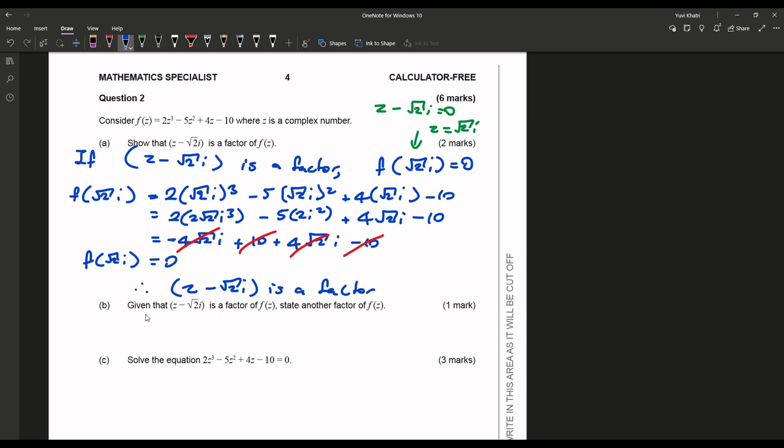Part B says that given z minus root 2i is a factor, state another factor. So to get the other factor, you just get the conjugate of this. So that means that z plus root 2i is a factor. And that's from the complex conjugate theorem.